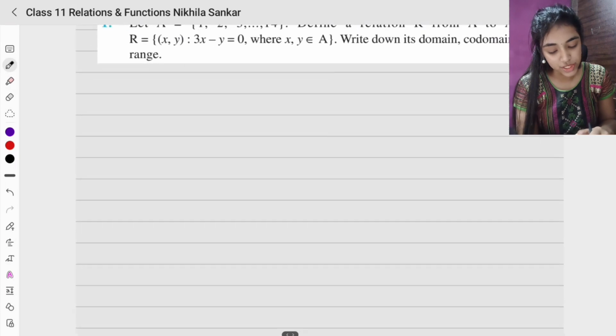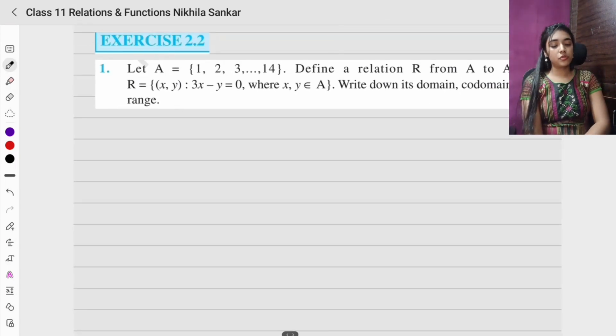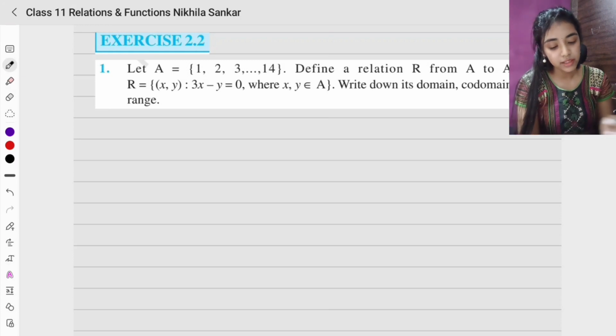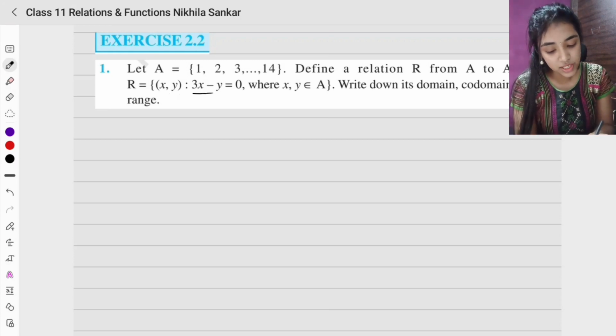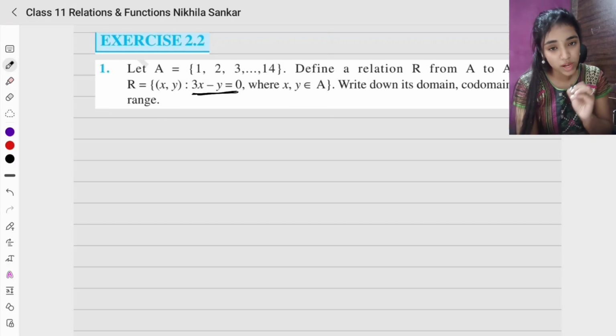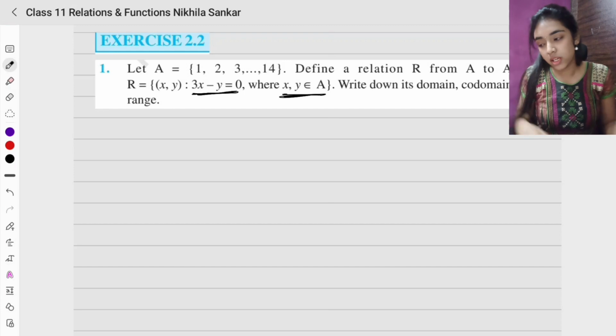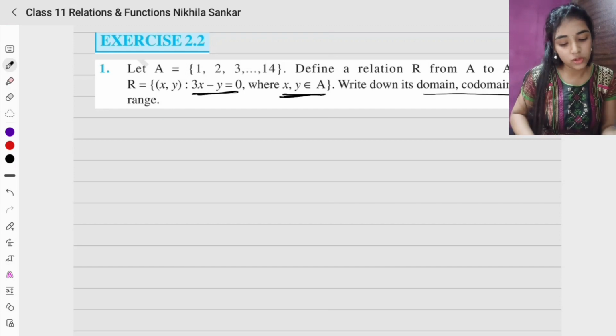Moving on to exercise questions. Let A equals 1, 2, 3, 4 until 14. Now define a relation from A to A by R equals (x, y) such that 3x minus y equals 0. So you have a relation between x and y such that x and y both belong to A. Correct? Now write the domain, codomain and range.